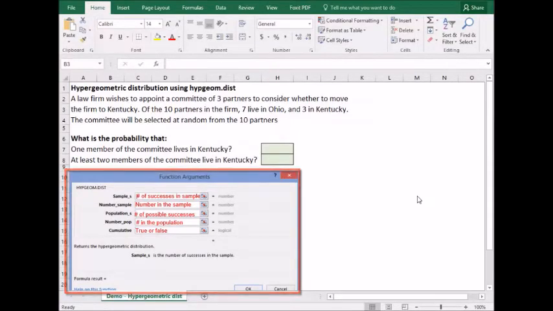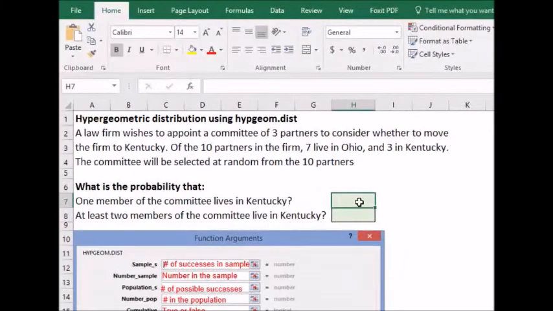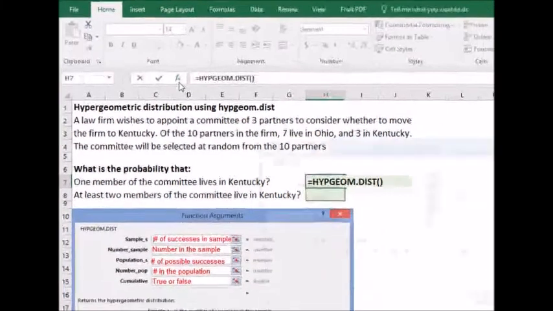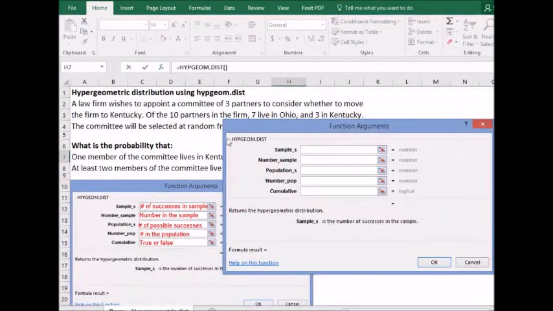In this cell, I'll type equals HYPGEOM.DIST and then fx to open the dialog box. Sample_s is the number of items that I want to have as a success. In other words, I want to calculate the probability of having this many successes in my sample. Because I'm looking for the probability that one member of the committee lives in Kentucky, I put a 1 here.